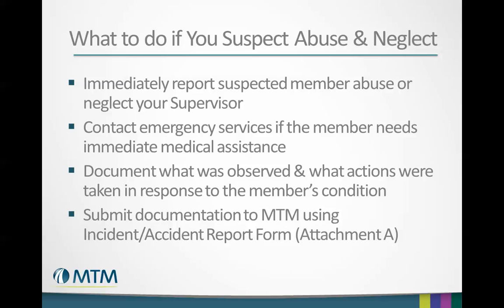Now, if you suspect that there's abuse or neglect going on, you want to contact your supervisor or your dispatch as set forth by your company's policies and procedures. If it's severe enough, you want to go ahead and contact emergency services to get that individual the help that's needed. You want to document all of the situation in as much detail as possible. This should be recorded on MTM's incident and accident form, which should be available in everyone's vehicle.